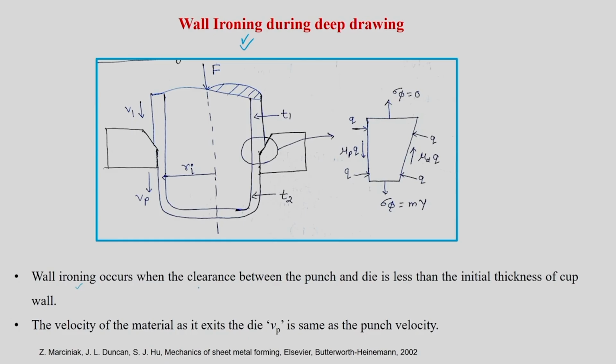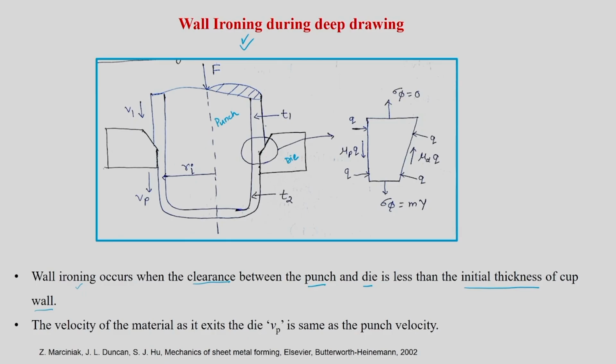It occurs when the clearance between the punch and the die is less than the initial thickness of the cup wall. Here this is your punch, let us say, and this is your die. The clearance between the punch and die is less than the initial thickness of the cup wall or initial thickness of the sheet. If it is the cup wall, it means you are going for further drawing. If it is the initial thickness of the sheet, it means it is first-time drawing. So if the clearance is less, then wall ironing will happen. Wall ironing will happen like this.